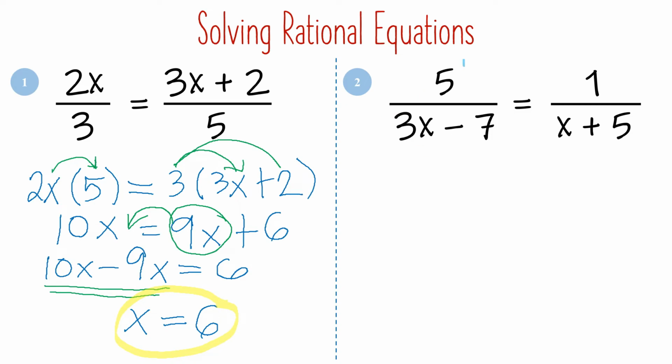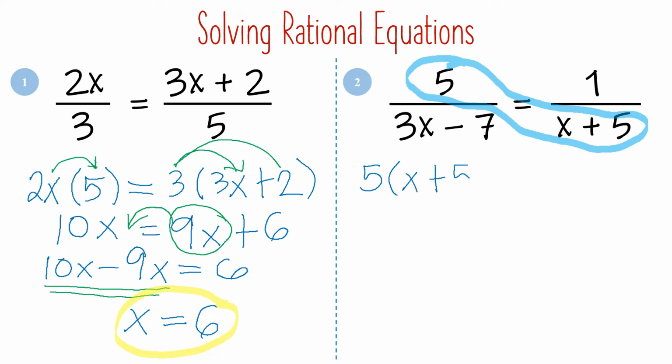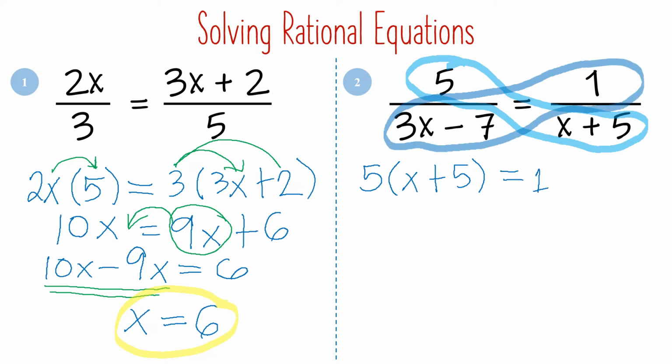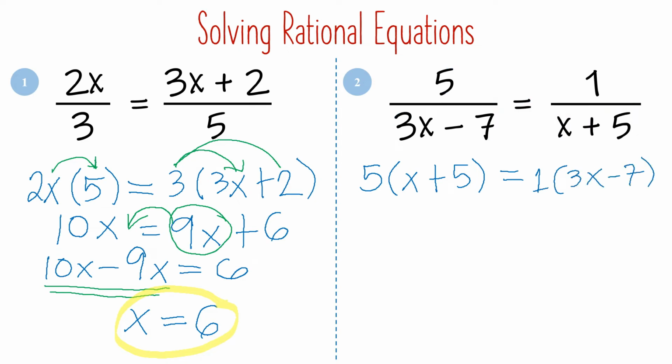So let us cross multiply 5 times x plus 5. Let us write it below. Let us write here 5 times x plus 5. Then the other one is 1 times 3x minus 7. Let's write 1 times 3x minus 7. Let us now solve. Just distribute 5 times x and 5 times 5. So 5 times x, that's 5x. And 5 times 5, that's positive 25.